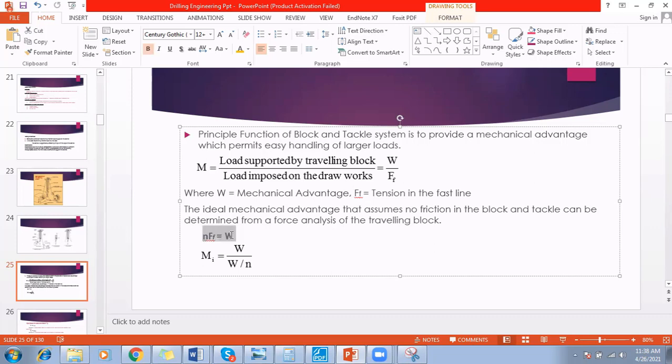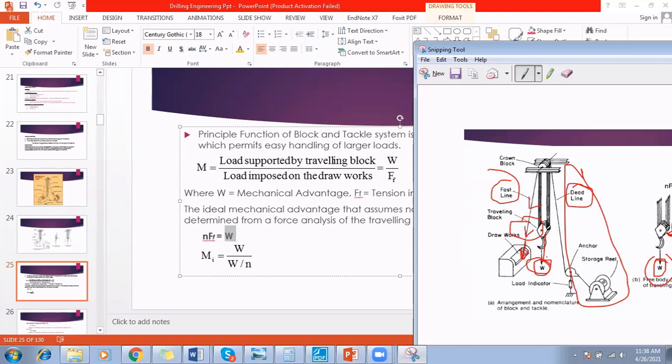So this is the product that I mentioned before, that if you take the product of the number of lines on the traveling block with the tension in the fast line, then it will be equivalent to the total weight lifted by the traveling block. So here you can see that.